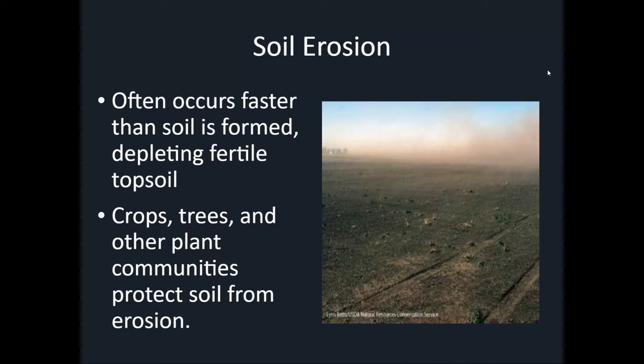Soil erosion often occurs faster than the soil is formed. We've already talked about that, and it depletes fertile topsoil. So the topsoil is there at the top, okay, that A horizon. It is the first one to erode away. So if you're losing your topsoil to erosion, then you're losing those nutrients that are needed to grow plants. One natural way to stop this is to plant plants like crops, trees, and other plants that have strong root systems to hold the topsoil in place.